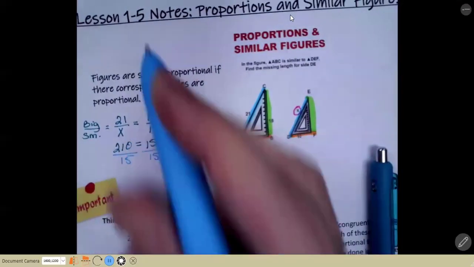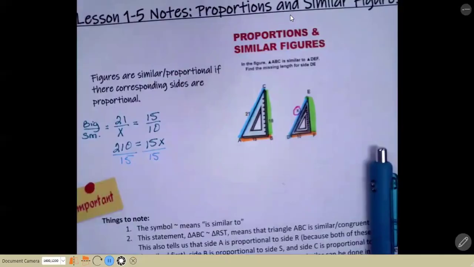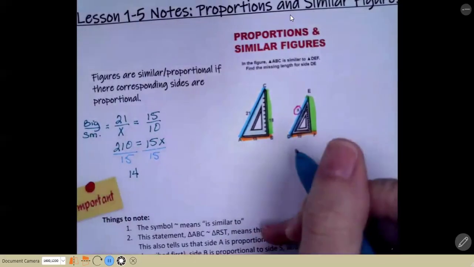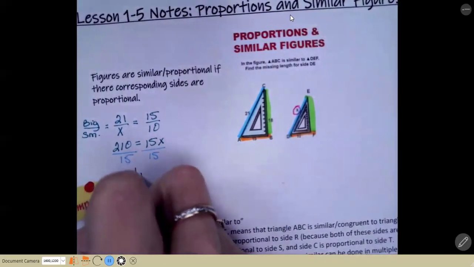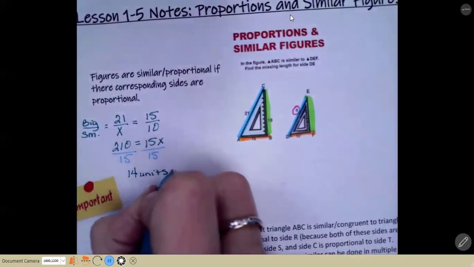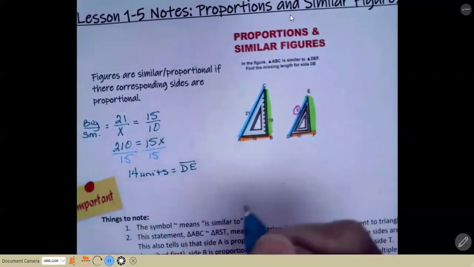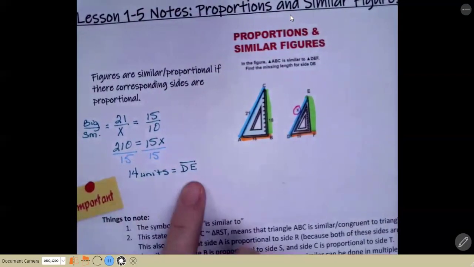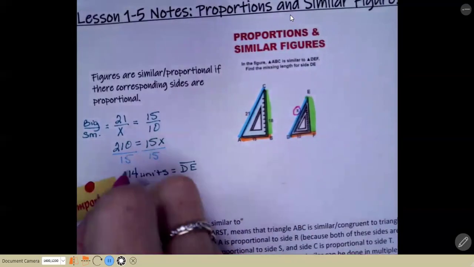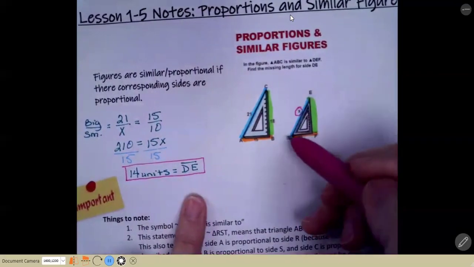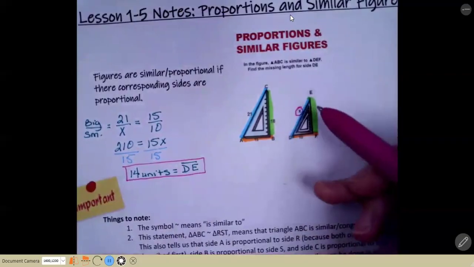Okay. And you would think, oh, these aren't divisible, but they are. What is 210 divided by 15? 14. Now, we don't have units, so I'm just going to put 14 units equals DE, side DE, okay? That would be your final answer. So if you put 14 equals X, make sure your final answer looks like this. DE means side DE, okay?